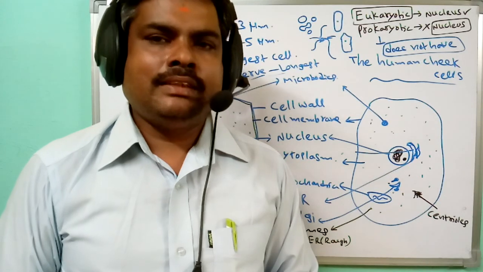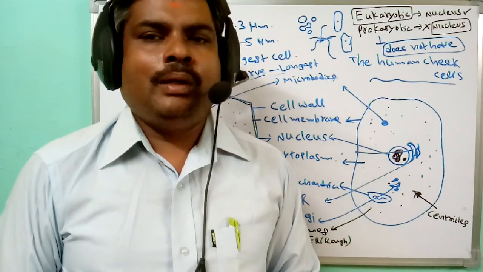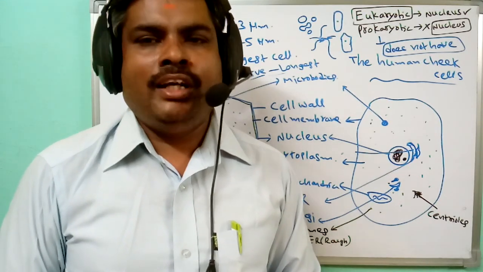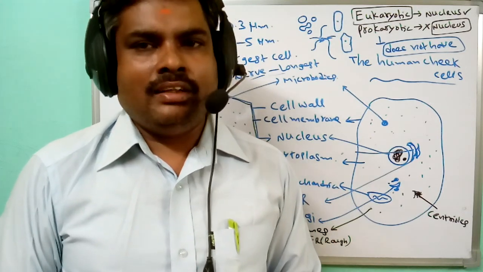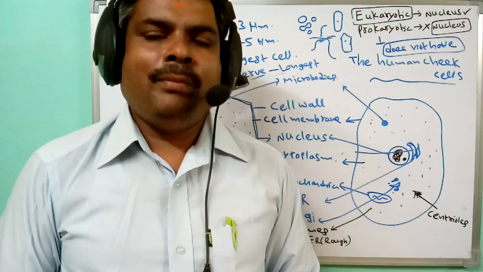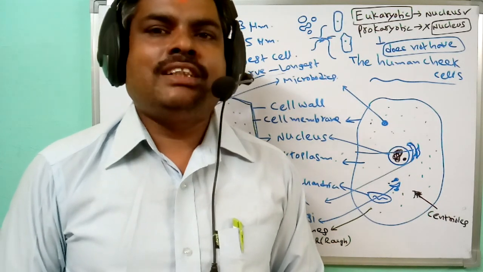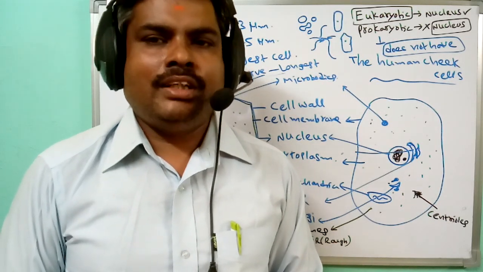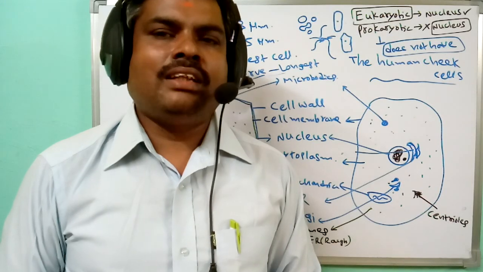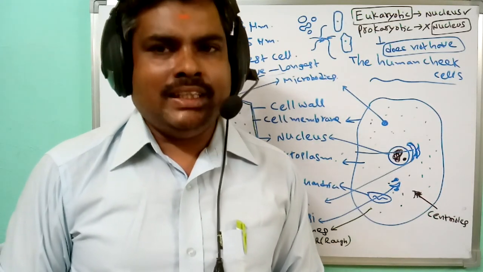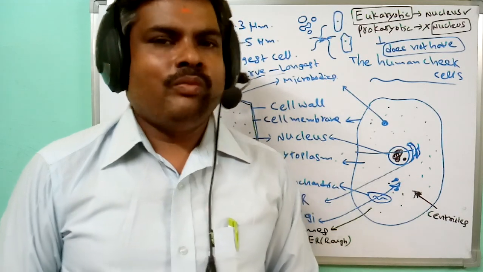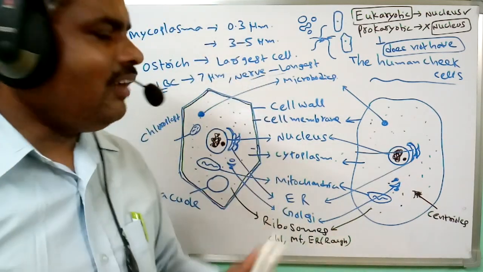The shape of the cells mainly depends on their function. The cell's shape may mainly depend on the function of the cells. So that is more important. Based on the function of the cell, size and shape also vary. So this is the overview of the cell.